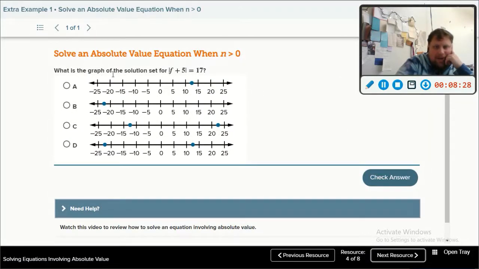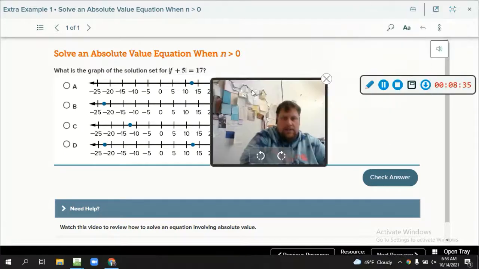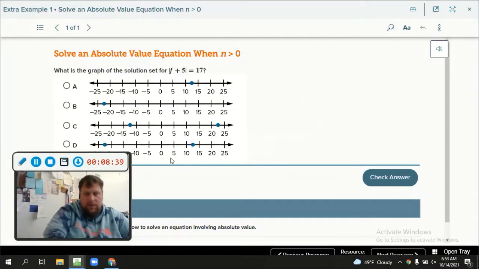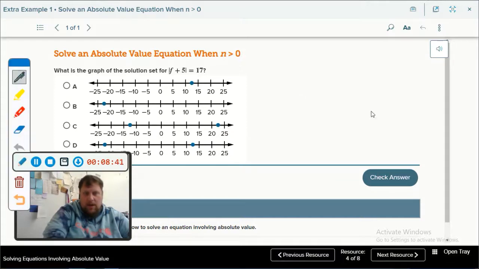Okay, what is the graph of the solution set of the absolute value of f plus 5 equals 17? Okay, very similar to the last problem. Let me move stuff out of the way so we can use our white space over here nicely. So if the absolute value of f plus 5 equals 17, it means I can get inside this absolute value a value of 17 or negative 17, because the absolute value of either one of those is going to be positive 17. So let's set this up.